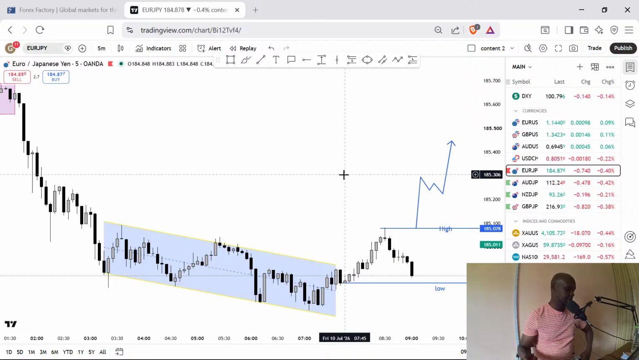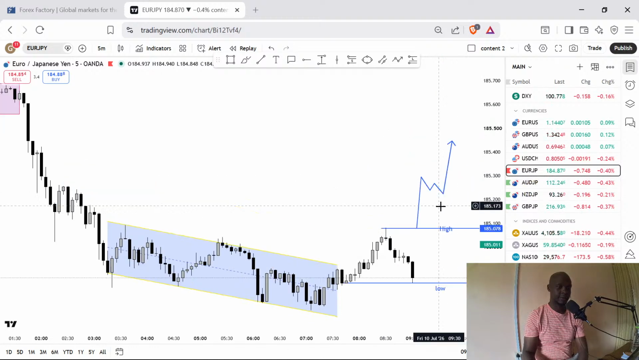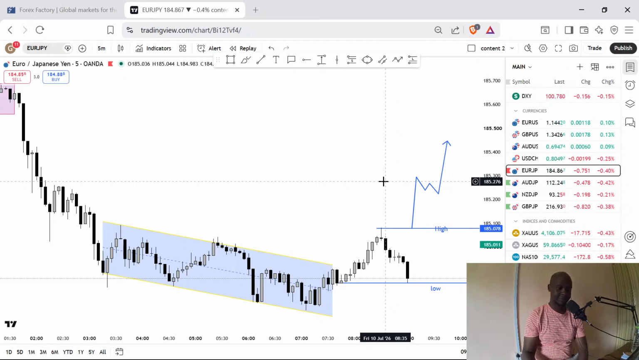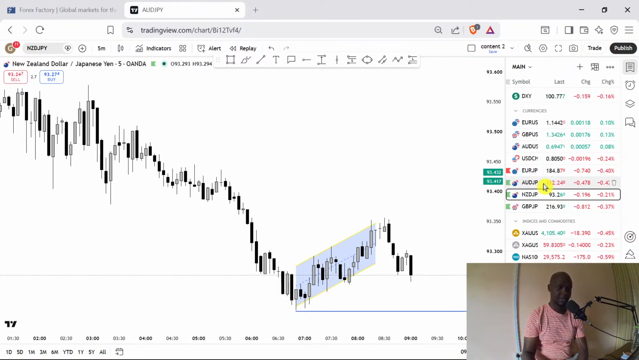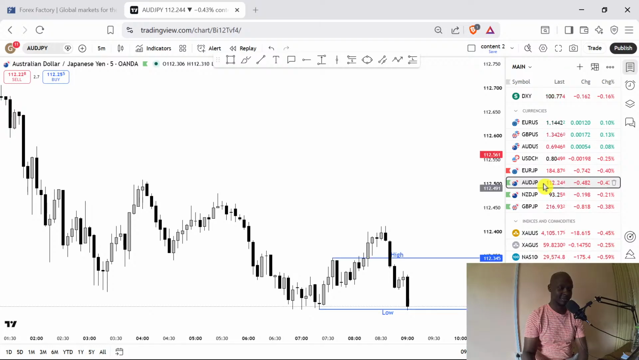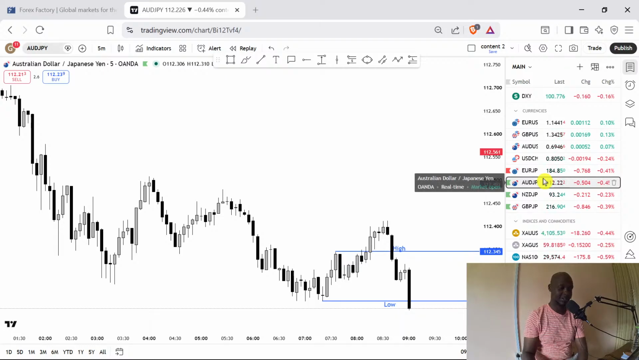Now today I want to see if I can do also the New York session today. So from what I'm seeing, the forecast that I had on New Zealand JPY is playing out more than all the other forecasts that I did have at the start of the session. So let's wait and see. You can see we have very strong selling pressure.